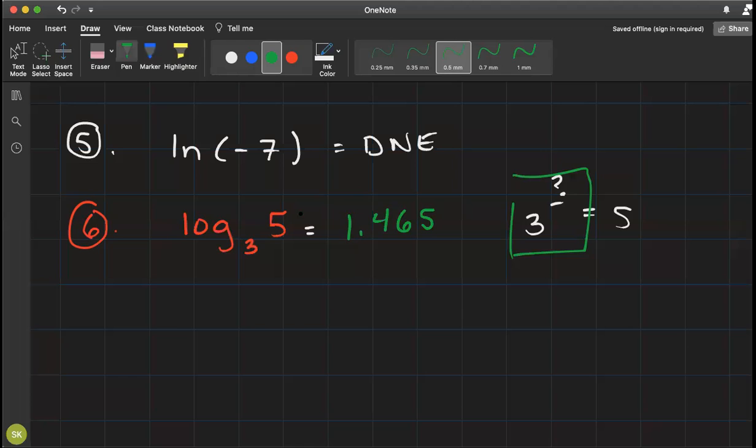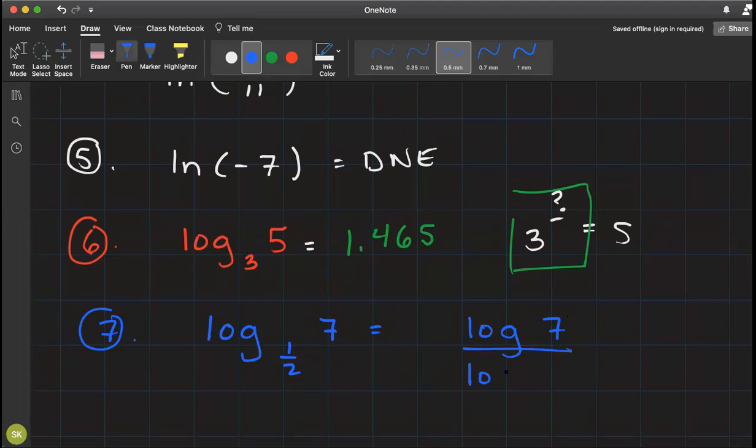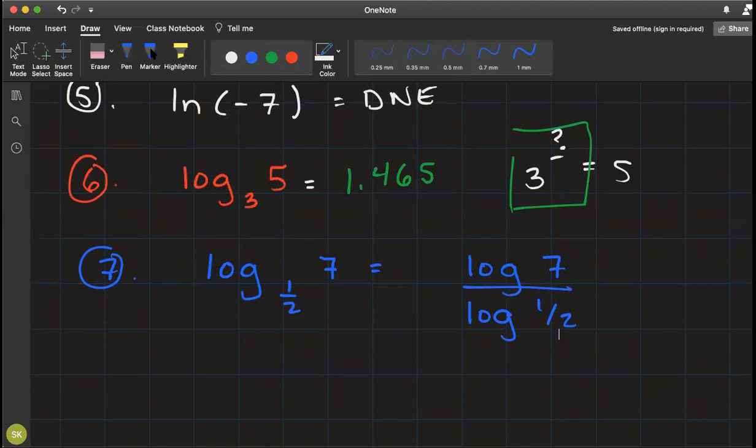So again, if I want to find something with a base that's not e or 10, I'll do one more example, like 7, just to write it out. Like say you wanted to find log base 1/2 of 7. Well, then what you're going to do is take log of this number, 7, and divide it by log of what's in the base, right here, log of 1/2. Okay, let's move on.